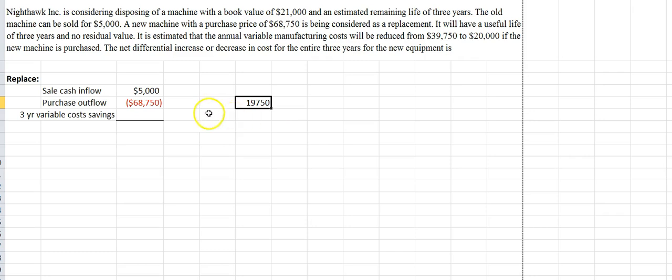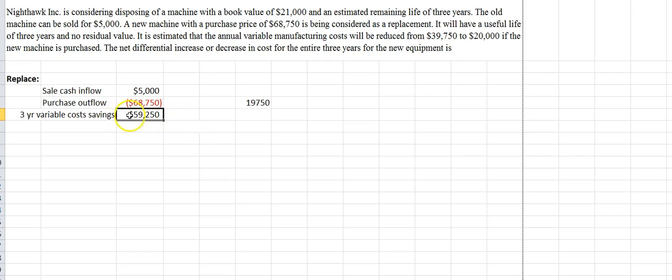And it's going to be for 3 years. So we'll go here and we'll go $19,750. We'll multiply it times 3. And that's the total that you are saving, right?